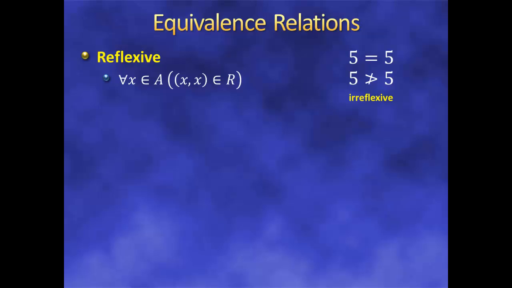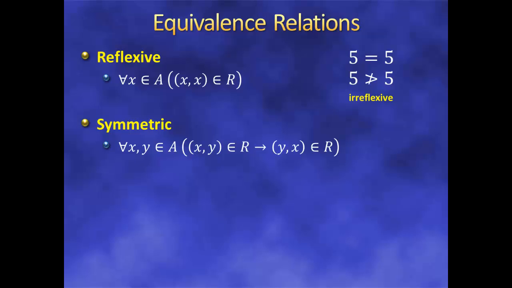Second, an equivalence relation must be symmetric. This means that if x is equivalent to y, then y is equivalent to x. Or symbolically, for all x and y in A, if the ordered pair xy is in R, then yx must also be in R. So for example, if 1/2 is equal to 2/4, then 2/4 is equal to 1/2. Again, the greater than relation is an example of something that does not follow this rule. If x is greater than y, then y is definitely not greater than x.